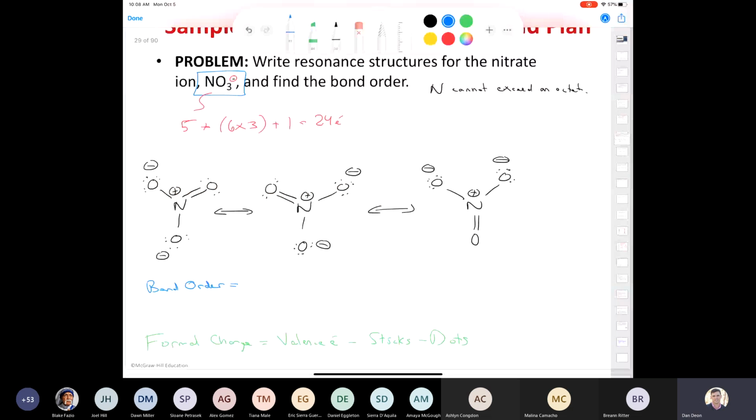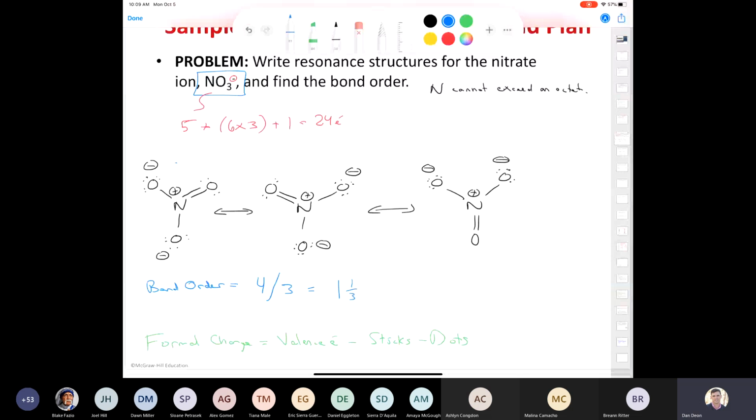The number of electron pairs that's being shared is 4, right? We have 1, 2, 3, 4. So we'll put that in. 4 divided by the number of pairs of atoms, or bonding pairs. How many bonding pairs do we have? We have 1, 2, 3. So 4 divided by 3. There we go. 4 over 3 is equal to 1 1/3.